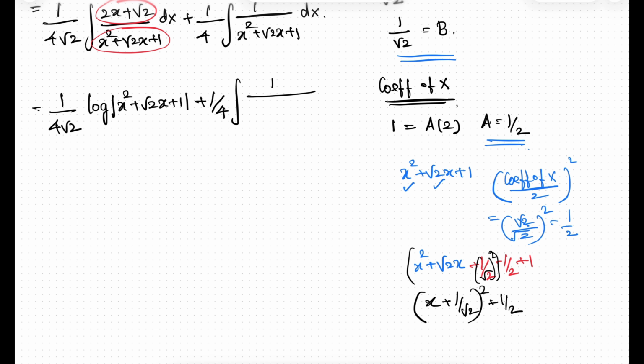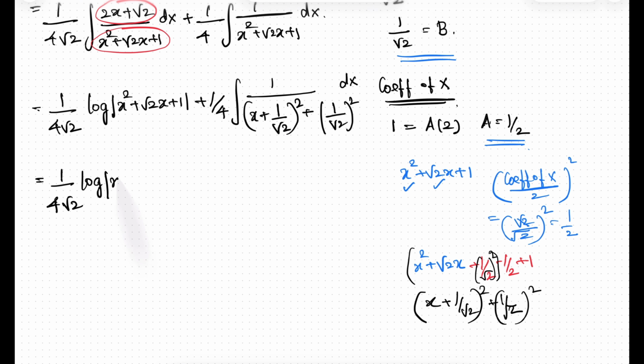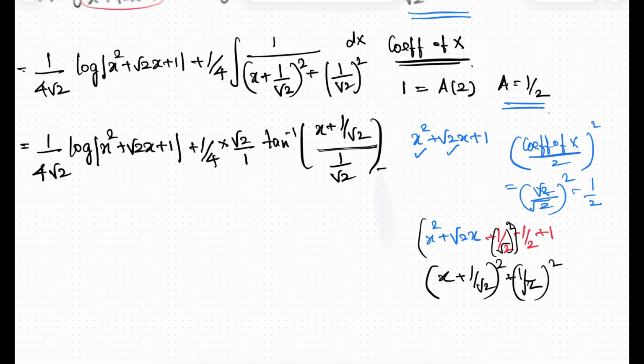So I can write x plus 1 by root 2 the whole square plus, instead of writing it as 1 by 2, I can write it as 1 by root 2 the square, dx over here. Now I can simply use the formula: 1 by 4 root 2 log of x square plus root 2x plus 1, plus 1 by 4 times the integral of 1 by x square plus a square, whose formula is 1 by a. So we should reciprocate the a, times tan inverse of x by a, plus c1.